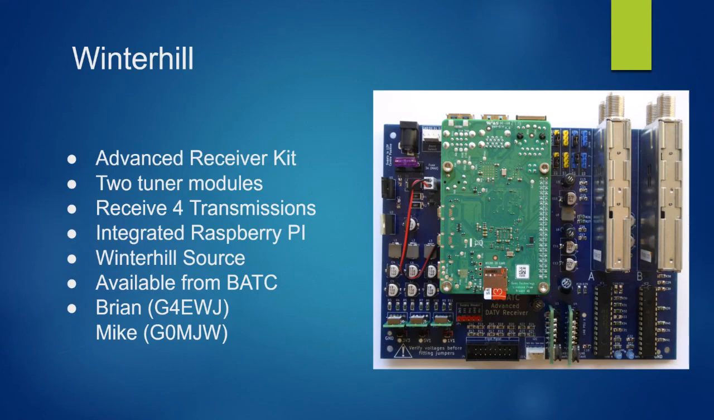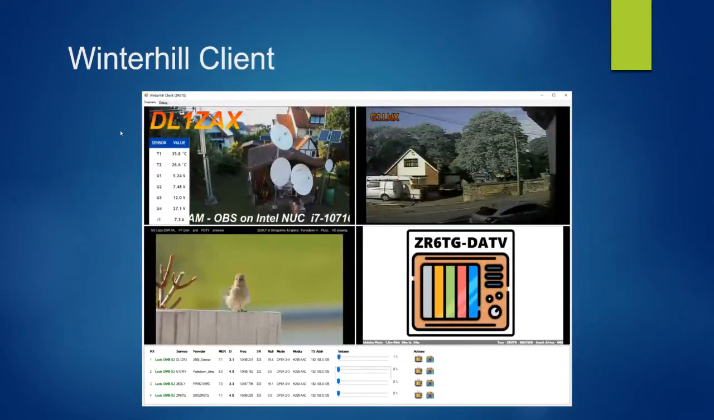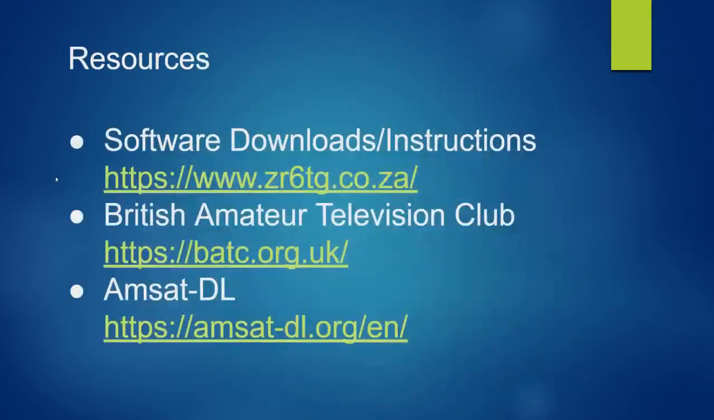That means the concept is exactly the same, except now I could change the software and make a Winterhill client. There you can see it was receiving four different signals at the same time. Bottom right is my own signal that I was transmitting at the time. And we've also got DL1ZAX, G1LWX, and 2E0LY, who was also transmitting at the very same time. So that essentially gives us everything we need to be able to do DATV anywhere on our network.